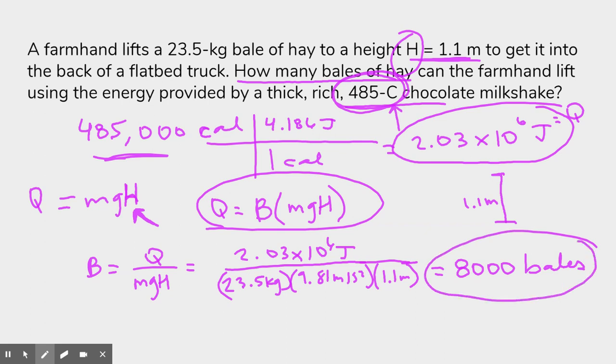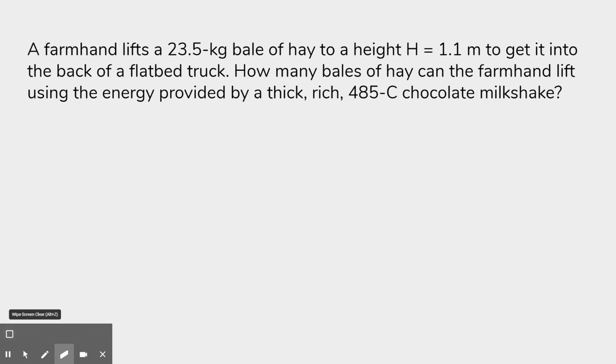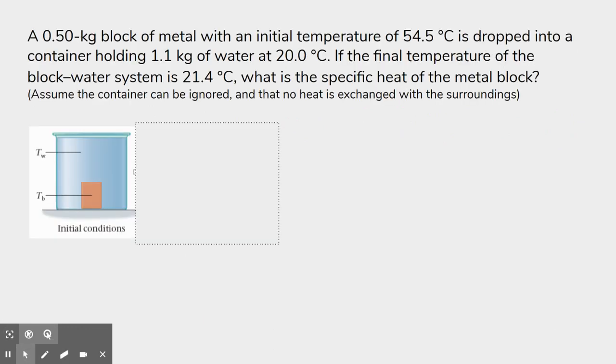So using the calories from this one milkshake, this farmhand could theoretically lift 8,000 bales of hay into that truck bed, which is an absurd amount. So this milkshake has a lot of energy within the calories in there. Okay. Next problem.